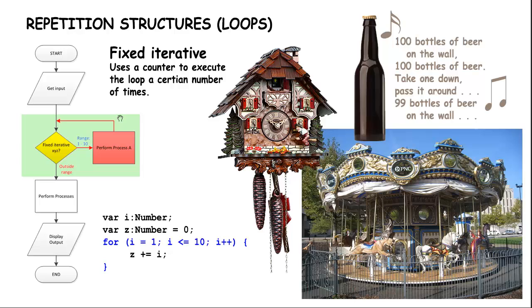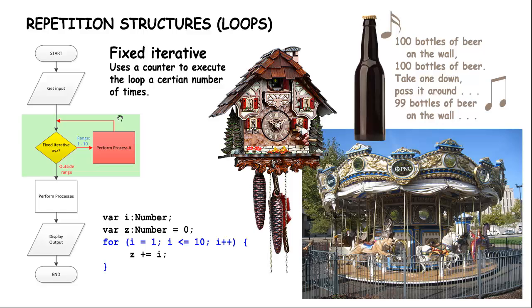In programming, a repetition structure, or sometimes referred to as a loop, is a block of code or process that is repeated over and over again while some condition is met, or it's repeated over and over again a certain number of times. So there are two types of repetition structures. One is a fixed iterative, in which a counter is used to execute the loop a certain number of times.